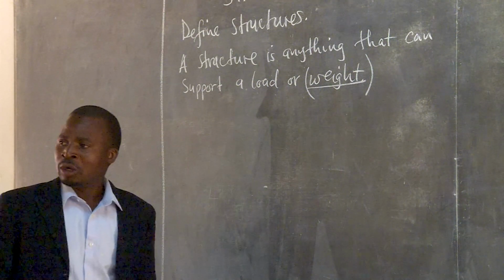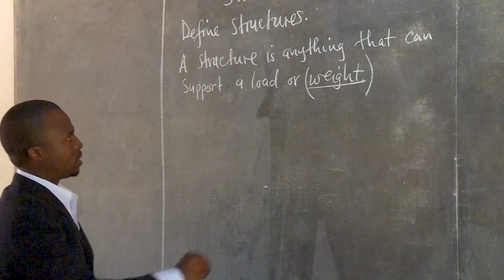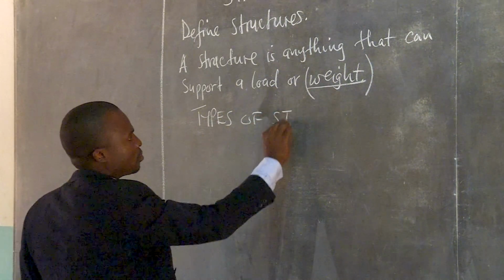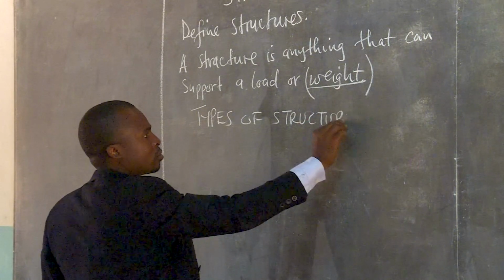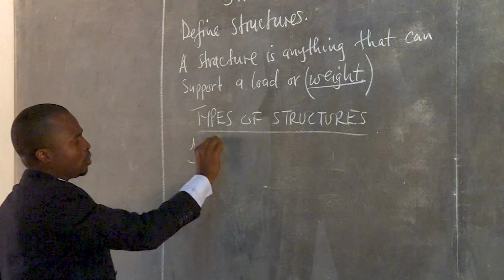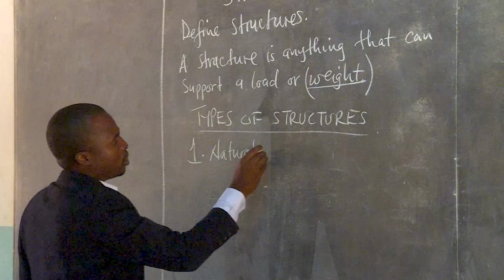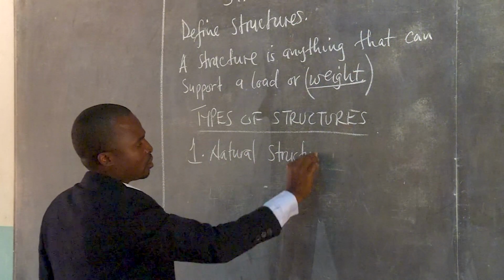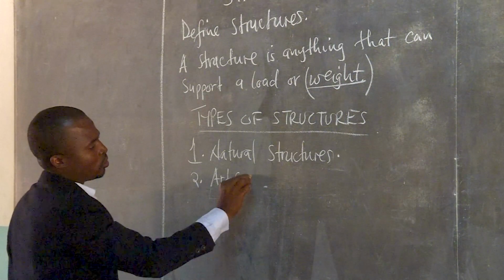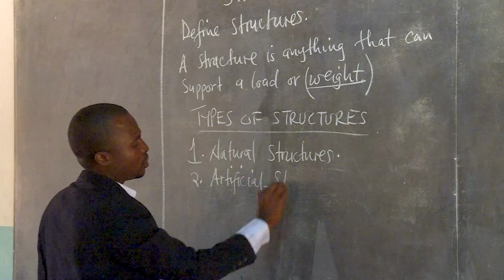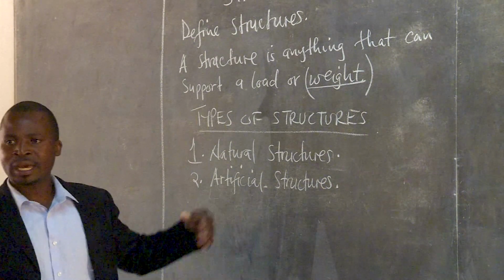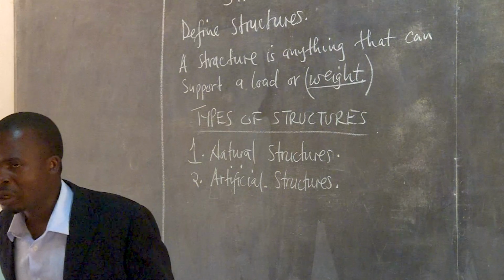Now we have two main types of structures. One, natural structures. And two, artificial structures. These are the two main types of structures.